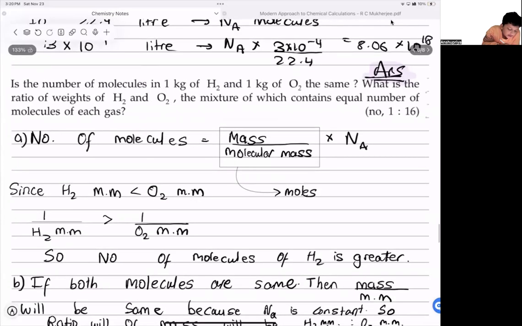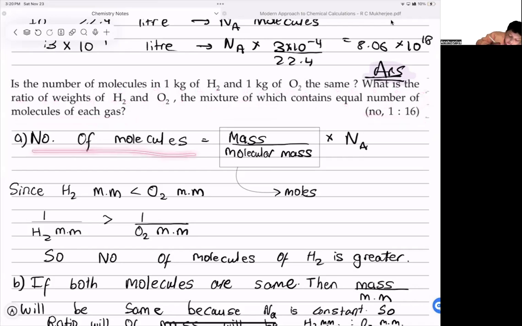Is the number of molecules in 1 kg of H2 and 1 kg of O2 the same? What is the ratio of weight of H2 and O2, the mixture of which contains equal number of molecules of each gas? Answer is no, 1:16.